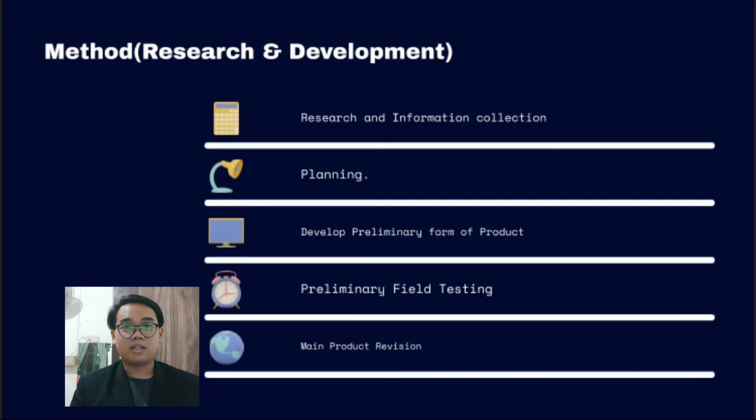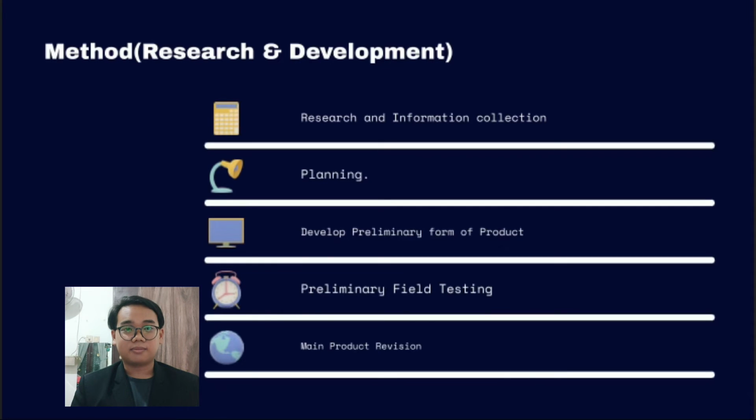Next, this is the method used by the authors in the journal we review, namely the research and development method. Here I will explain a little bit of the list of the method used by the journal. First is the research and information collection, and next is the planning and develop preliminary form of product, preliminary field testing, main product revision.